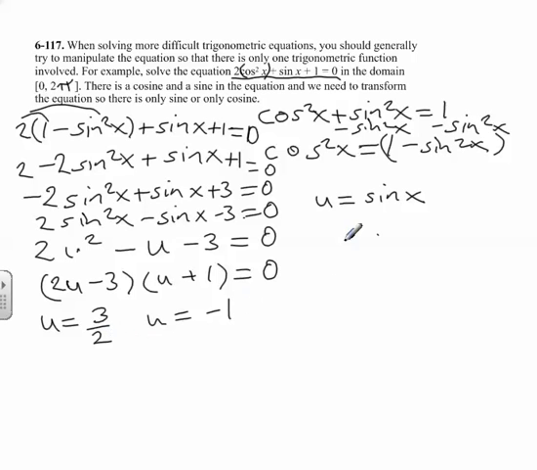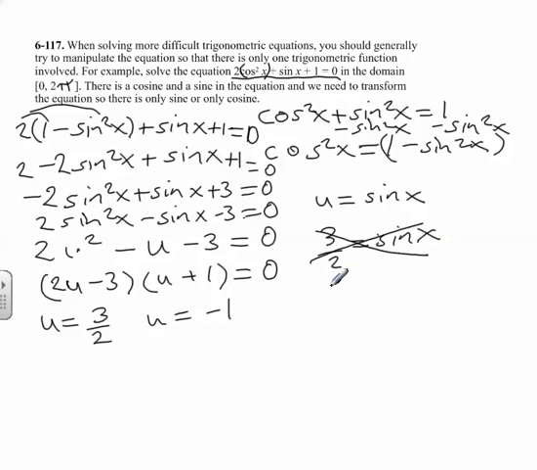Now we can substitute each of these values back into u and solve for x. So for our first one, we've got 3/2 equals sine x. Now 3/2, that's greater than 1. Can we get a value of the sine of x that is greater than 1? It's actually outside the unit circle, so this one is not a viable answer. So we can skip that one.